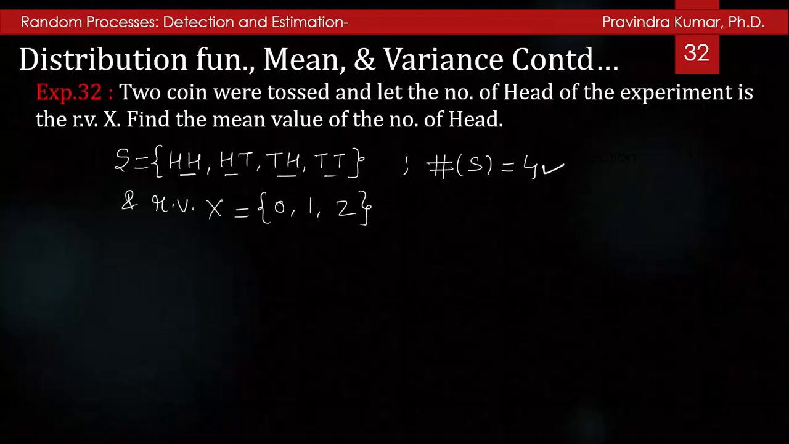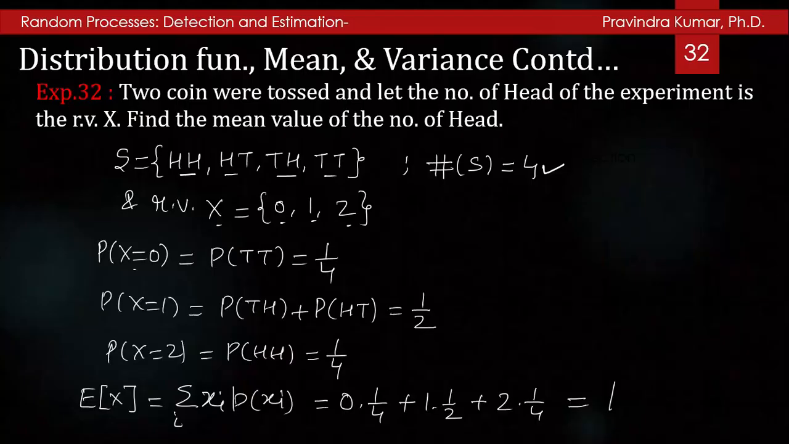So the value of the random variable, the number of heads, is 0, 1, 2. The probability of X equal to 0, meaning the probability of getting no head, meaning the probability of getting TT, is 1 by 4. The probability when X is equal to 1, meaning the probability of TH or the probability of HT, is 1 by 2, and the probability at X equal to 2 is 1 by 4.